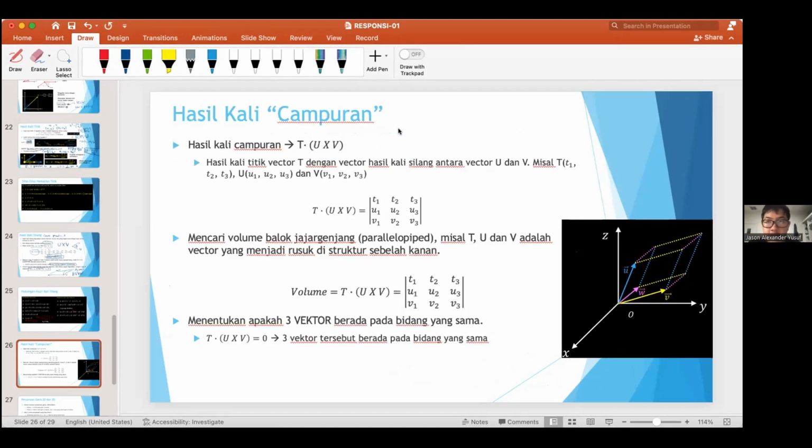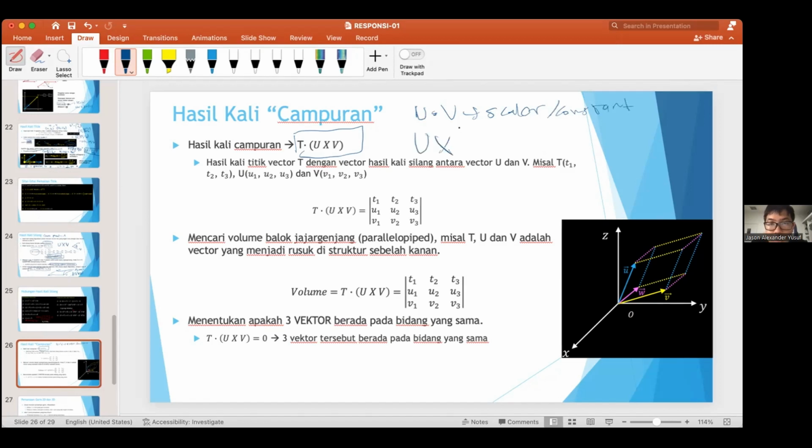Next is, what if we apply both types of products together, a dot product and a cross product. This is what it should look like. So let's say we have t dot u cross v. Oh yeah, before I forget, let's say you have two vectors, u and v. If you do dot on them, you will get a scalar or a constant.